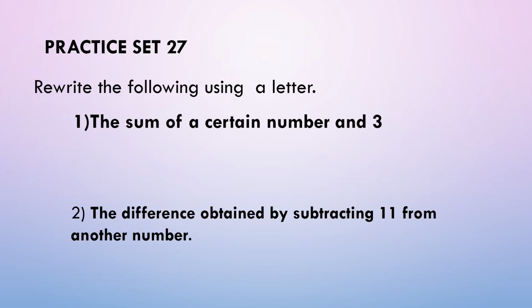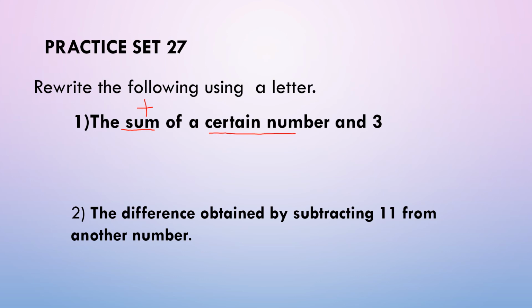Now let us solve practice set 27. Rewrite the following using a letter. Now boys, here you can use any alphabet from A to Z to write the expressions. Now first one, the sum of a certain number and 3. The sum means what? You have to add. And the certain number, any alphabet you can take.